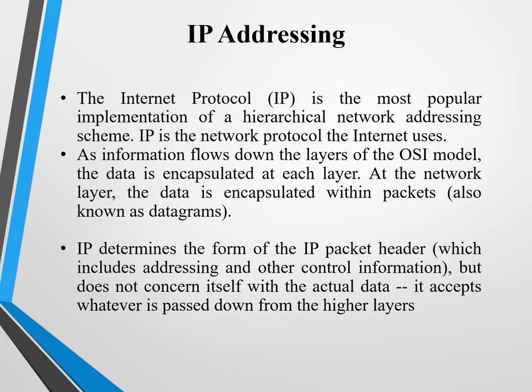The Internet Protocol is the most popular implementation of a hierarchical network addressing scheme. So IP is the network protocol that the Internet uses. As information flows down the layers of the OSI model, the data is encapsulated at each layer. So at the network layer, the data is encapsulated within a packet. They are also called user datagrams. So IP determines the form of the IP packet header, which includes addressing and other control information, but does not concern itself with the actual data. It accepts whatever is passed down from the higher layer.